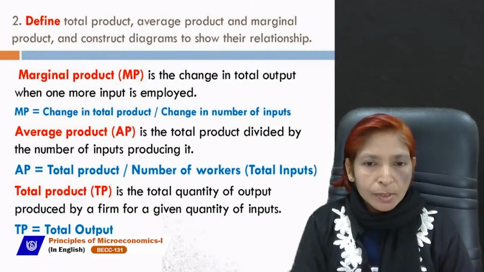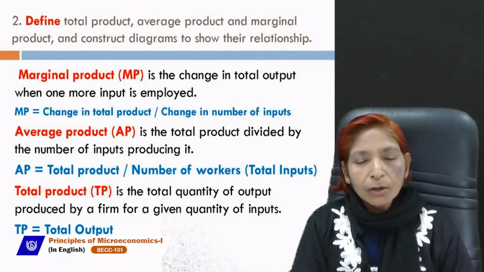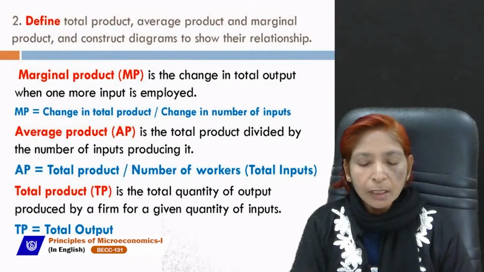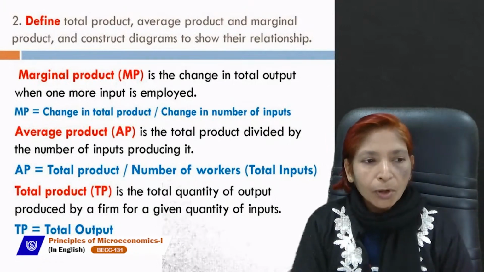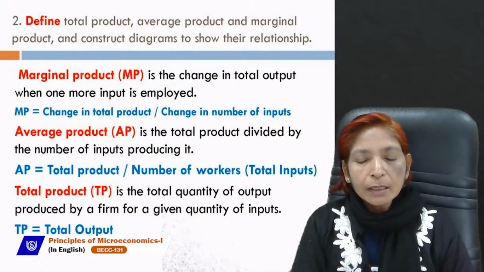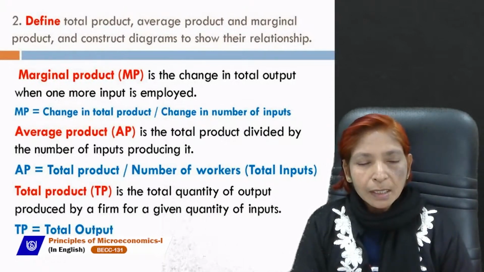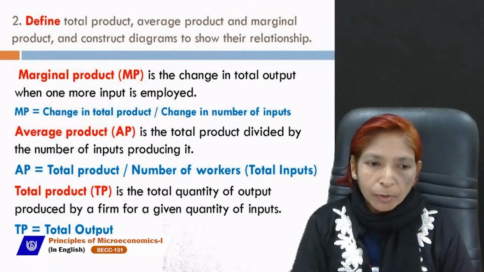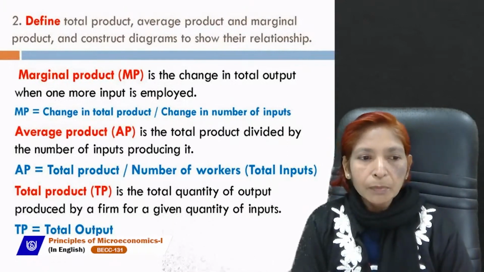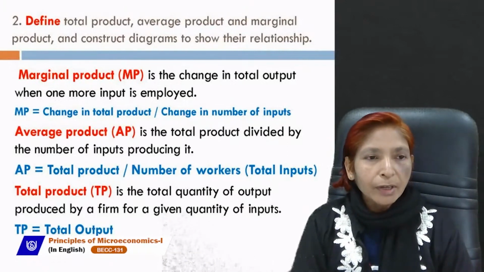MP always shows the difference or change in total output when we use one more additional unit of input. So the formula of MP is delta TP upon delta Q. We can say that this delta TP shows change in total product and delta Q shows change in number of inputs. So this is the definition of TP, AP, and MP.